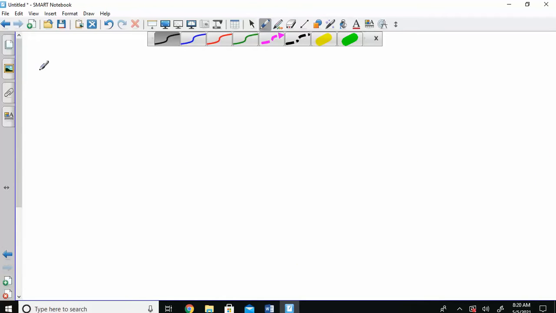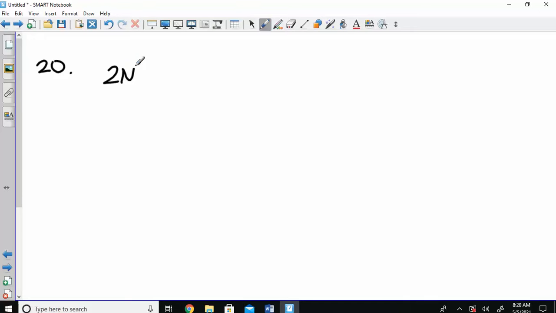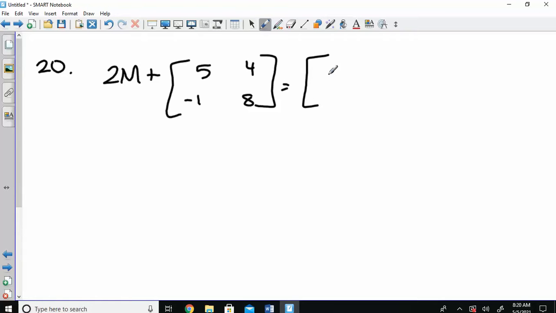Problem 20. We have 2m. M here represents a matrix. So this is just a matter of solving an equation, but our answer will have a matrix. So we would solve it like any other equation. We want to get the m by itself. So first I have to get those together. What would we do?